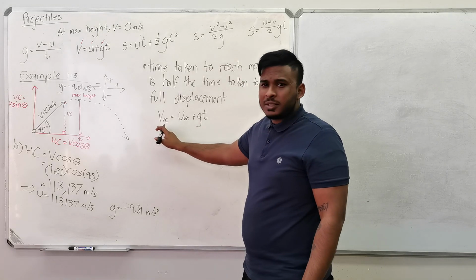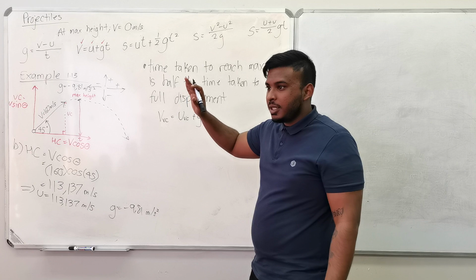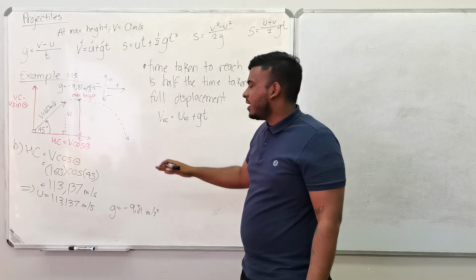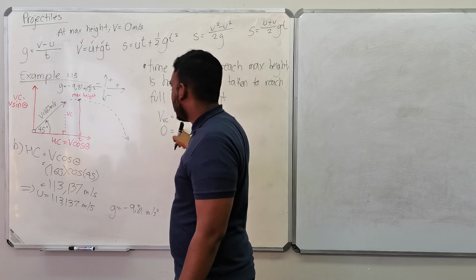No, that one is zero. That's zero, right? The vertical component of velocity at maximum height is zero. I shouldn't have taken out the last question. Right, 0 is equal to 160.